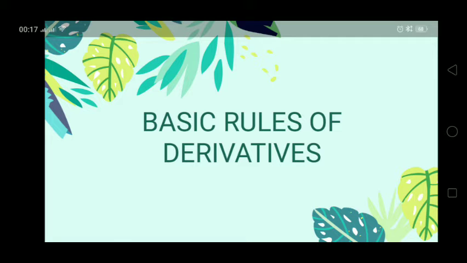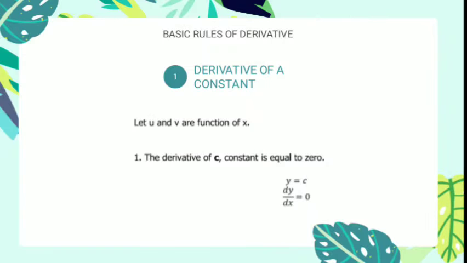There are 5 basic rules of derivatives. The first rule is the derivative of a constant. Let us assume that u and v are functions of x. The derivative of a constant c is equal to 0. So if y is equal to c, then dy over dx is equal to 0.